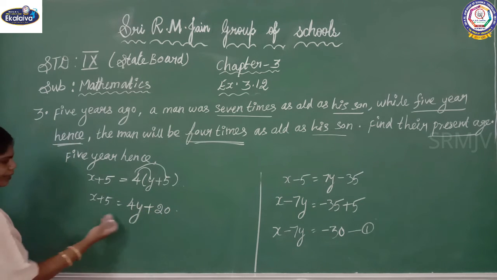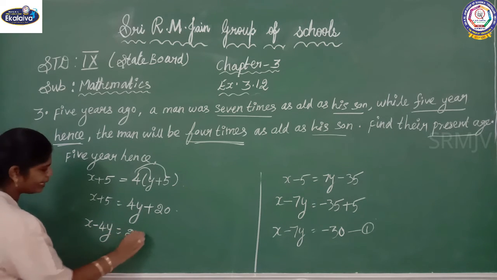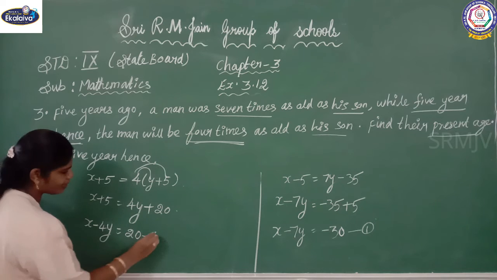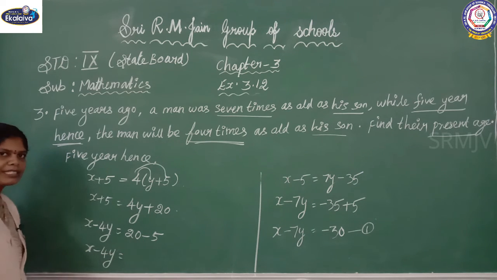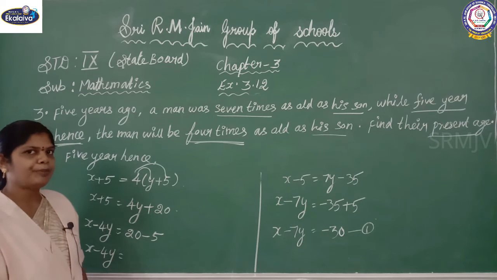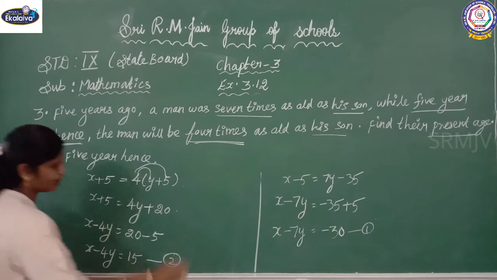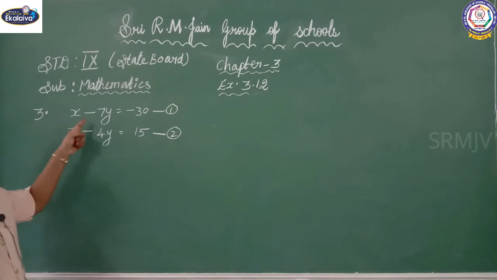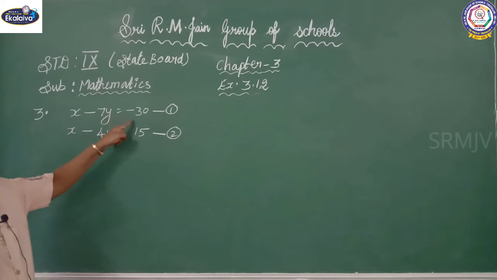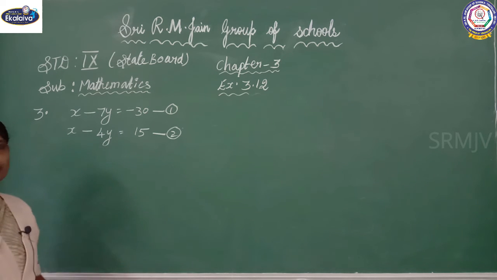Okay. Now bring the variables to one side. X minus 4Y equals 20. The plus 5 will change, minus 5. So X minus 4Y equals 20 minus 5. What will you get, children? 15. Okay. This is the second equation. The first equation is X minus 7Y equals minus 30. The second equation is X minus 4Y equals 15. Now I am going to solve this.